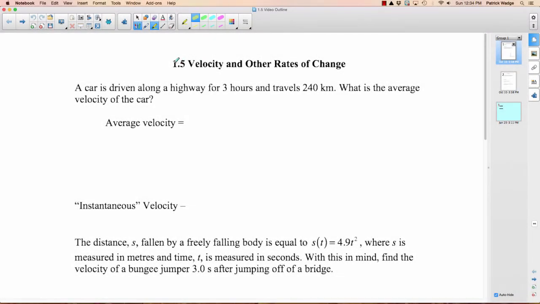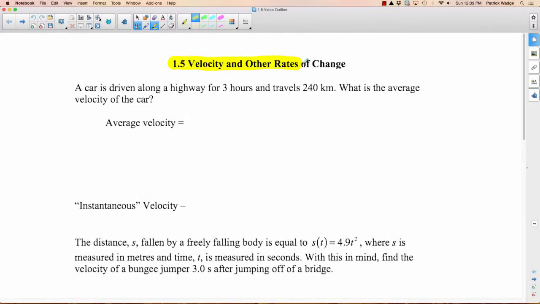Section 1.5 is on velocity and other rates of change. So we're going to start with a question which is more like from non-calculus mathematics. It says a car is driven along a highway for 3 hours and travels 240 kilometers. What's the average velocity of the car? Well, this shouldn't be too hard. We know that the average velocity is equal to the distance traveled divided by the time elapsed.